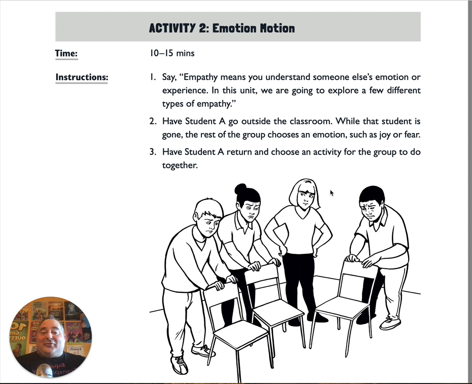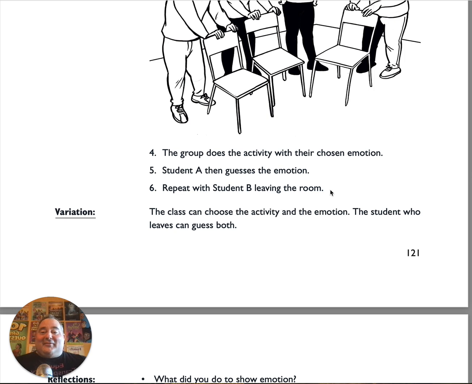Have student A return after everybody knows what emotion they chose, and then have them do an activity for the group to do together. In this case, they're moving chairs, but they do it expressing the emotion without talking. Okay? Then the group does the activity with their chosen emotion. Student A then guesses, what emotion is there?